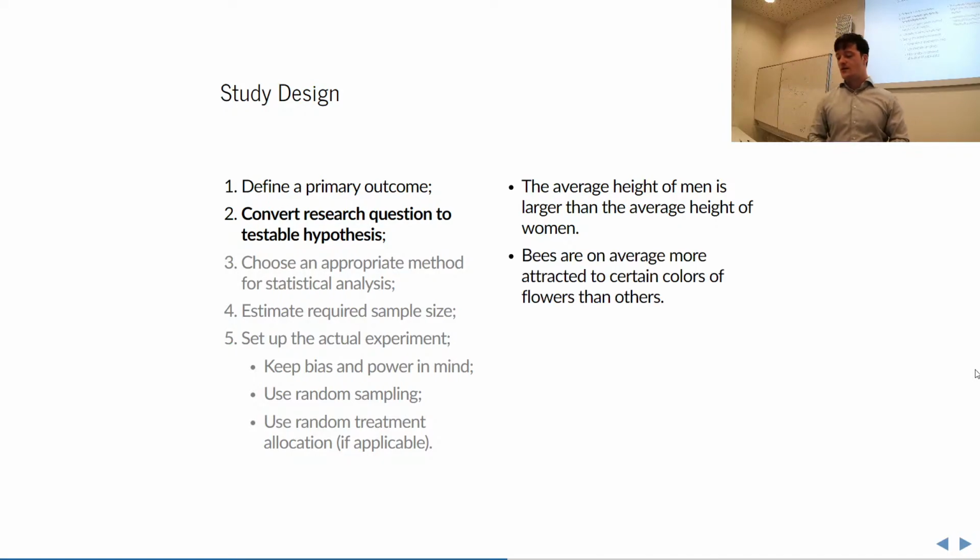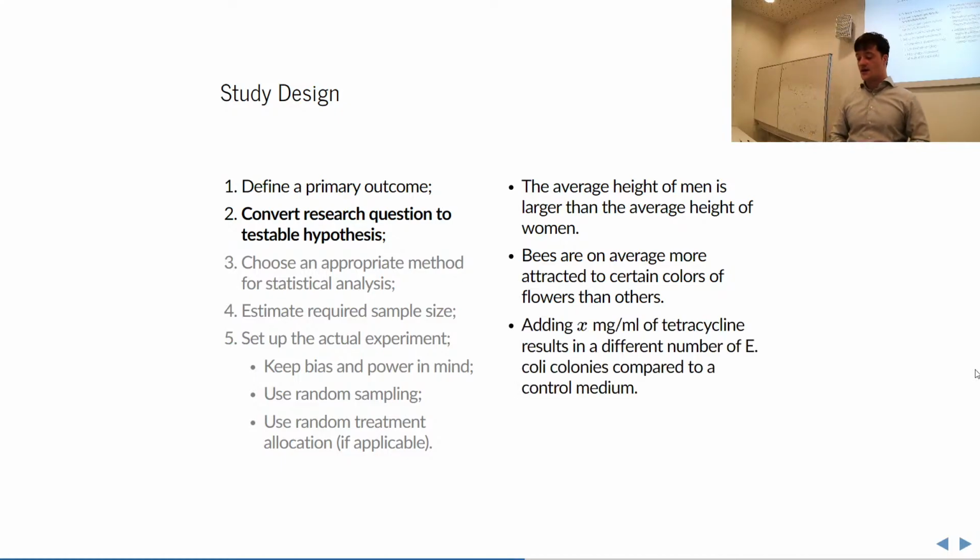Second one, you could say that bees are, again, on average, more attracted to certain colors of flowers than other colors of flowers. Of course, you'd have to define what those colors are. Third one, you'd have to choose a concentration and then say, using this concentration of tetracycline results in a different number of E. coli colonies on one plate compared to a control medium. Okay, so there's still a problem with these statements, and that's that whether this is true or false kind of depends on what we mean by larger, right?